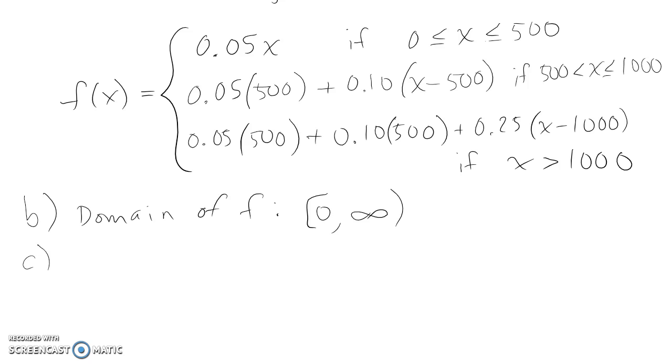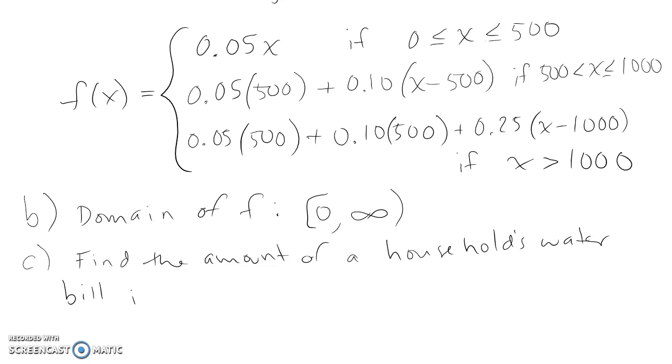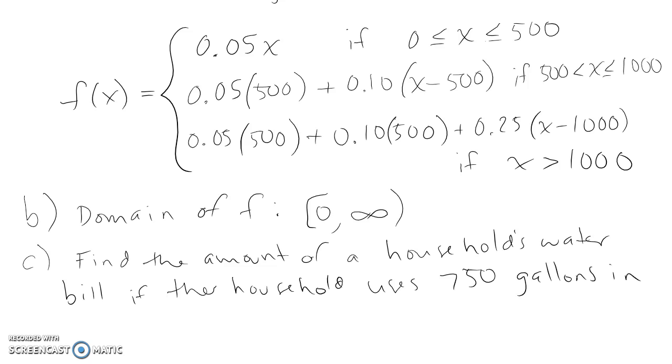And then C, we're going to answer the question: find the amount of a household's water bill if the household uses 750 gallons in 1 month. Okay, so 750 gallons is in between 500 and 1,000, right? So we're going to be using this piece of the function.